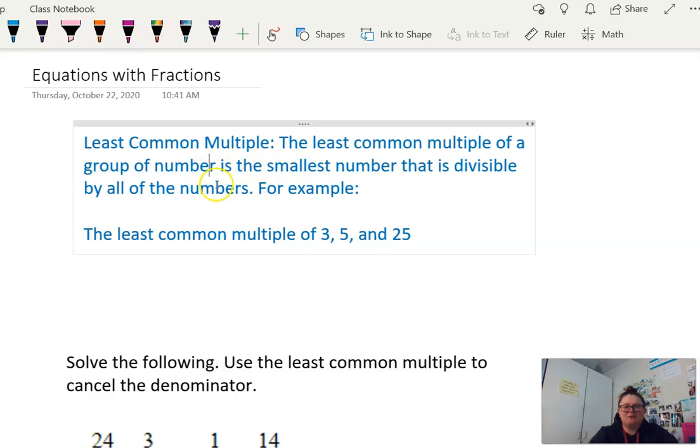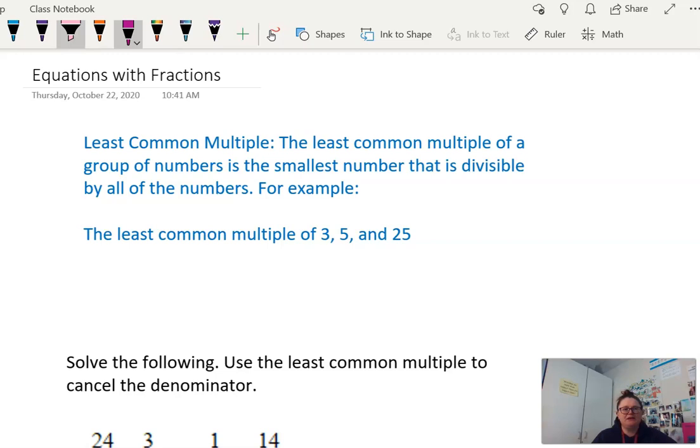Okay. So for example, the least common multiple of 3, 5, and 25. We can have the least common multiple of two numbers, but most of the time, for these purposes, it's actually going to be three. So first of all, check the biggest number. Is 25 divisible by both 3 and 5? Well, no, because it's not divisible by 3, but it is divisible by 5.